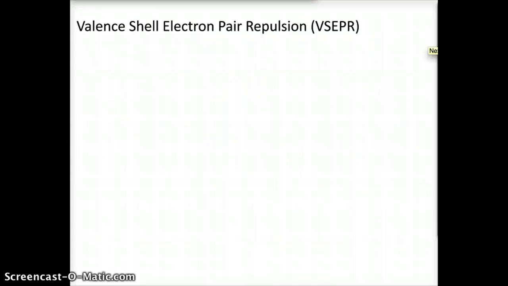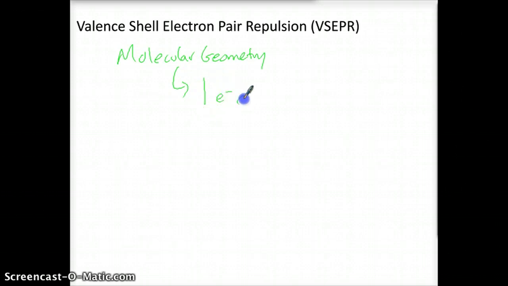This gives way to something called valence shell electron pair repulsion theory, VSEPR. This is basically our molecular geometry. So for your molecular geometry, you just need to have those structures memorized. So what do you need to know? For example, let's do 2 electron groups and 0 lone pairs. You need to know a few things about that.